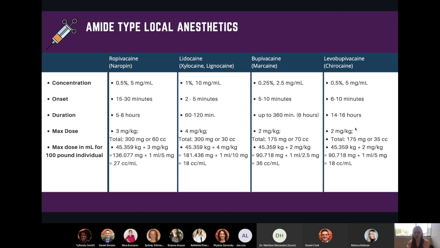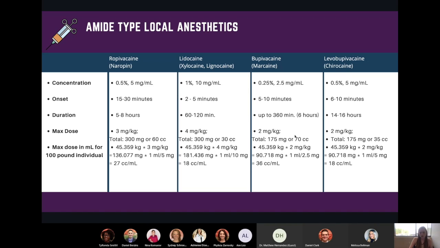For levobupivacaine, the max dose is also 2 milligrams per kilogram with the total max dose of 175 milligrams or 35 cc's. The max dose for a 100-pound patient would be 18 cc's. And you can tell that the difference between this is if you look at the potency: bupivacaine is 0.25% versus levobupivacaine is 0.5%.